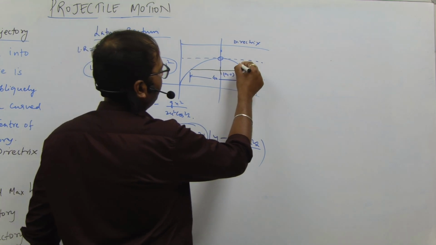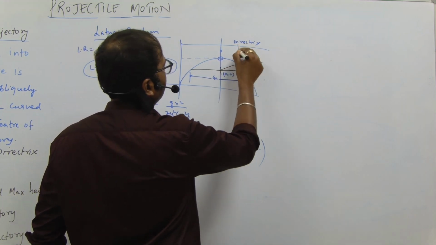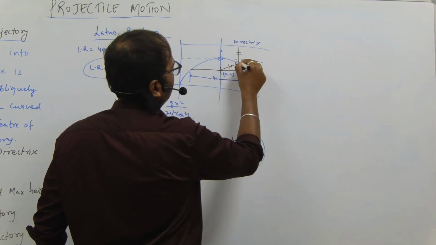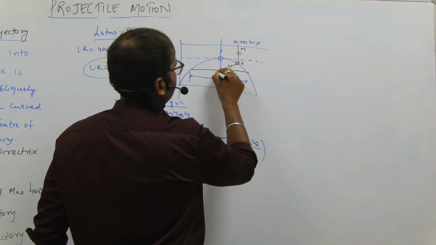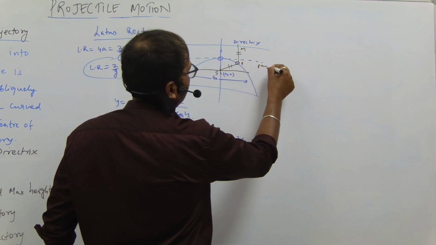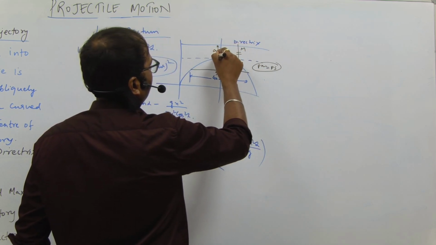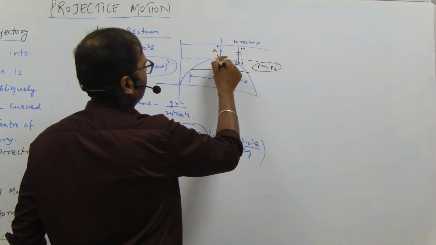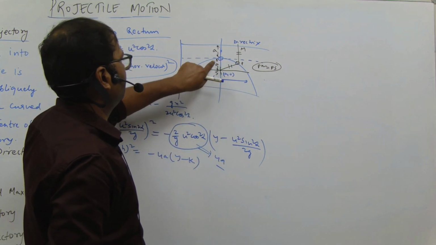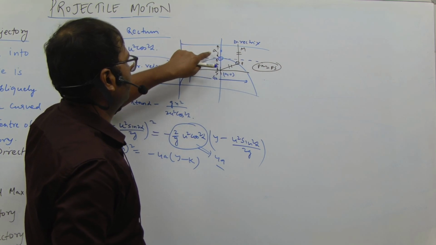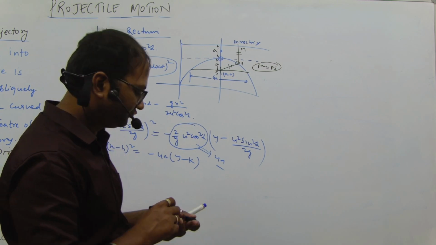So let us take some point here. The distance of a point from the focus is equal to its distance from the directrix. Let us take this point as P. So PM is equal to PS. Okay, so this directrix is at a distance of a from the vertex, so this distance is also a. So this S is at a distance of a from the vertex, and the directrix is at a distance of a from this vertex.